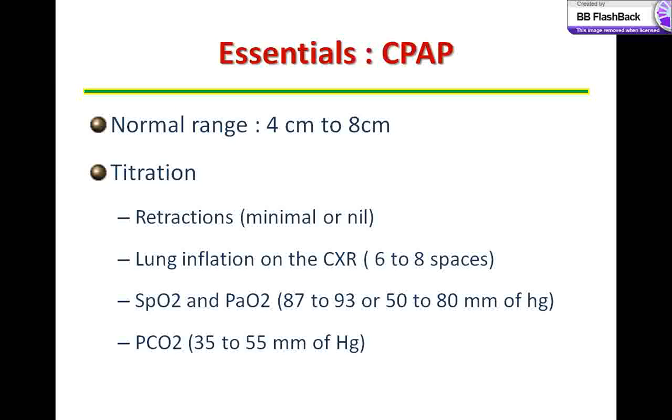Increased retractions, low volume of the lungs on the X-ray, that is lung spaces less than 6, or a saturation less than 87% or a PaO2 less than 50 mm of mercury necessitate increasing pressure. Hyperexpansion of the chest, increased lung spaces, that is more than 8 spaces on the lung X-ray, saturation more than 93% and a PaO2 more than 80 mm of mercury necessitate decreasing pressure.